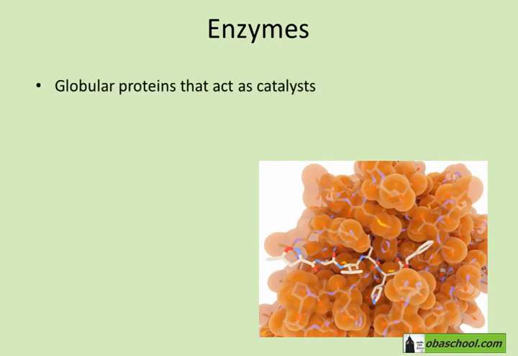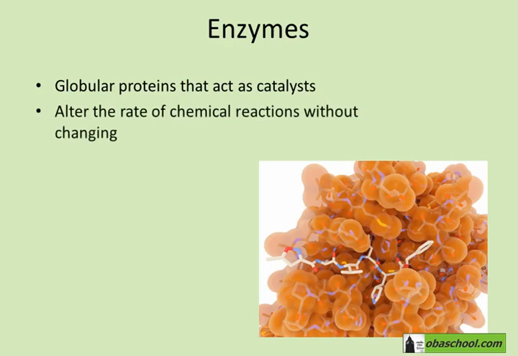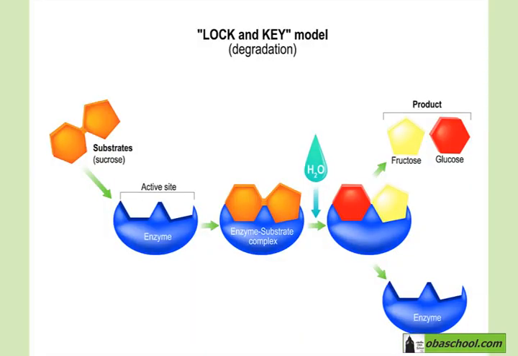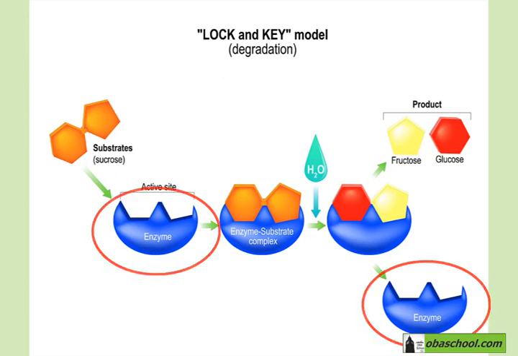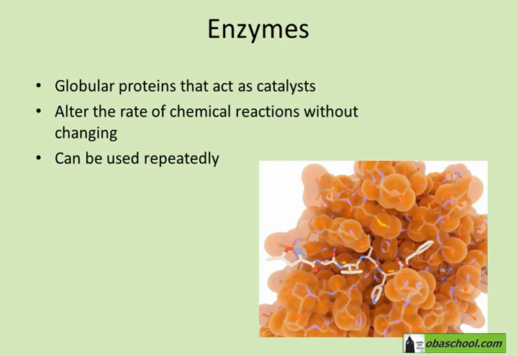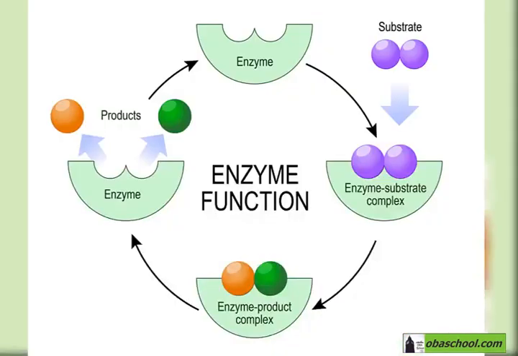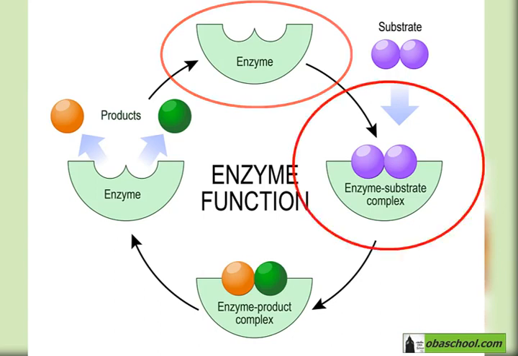Enzymes are globular proteins that act as catalysts. They have a globular shape, they are proteins, and their function is to catalyze reactions, which means they alter the rate of chemical reactions without eventually changing. So the enzyme leaves the chemical reaction having the same globular shape. And they can be reused rapidly and repeatedly, which makes them very useful and efficient. Once an enzyme finishes catalyzing the reaction in one place, it can directly go and do the same in another place.